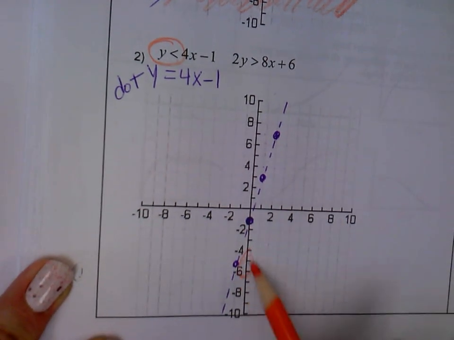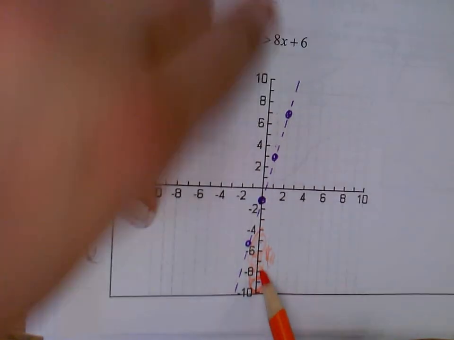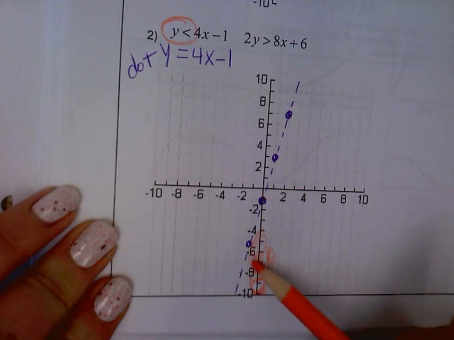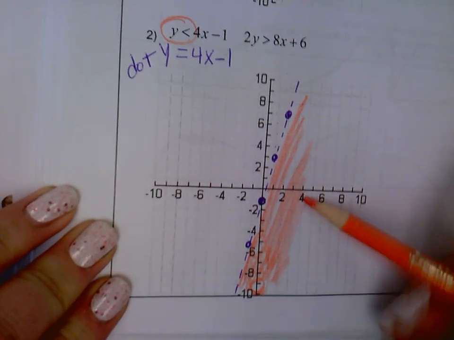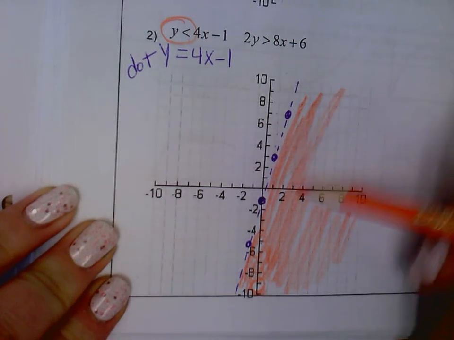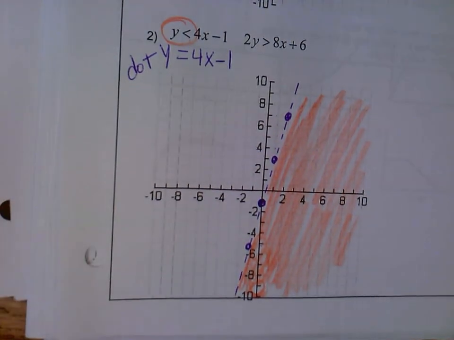Just remember these y values down here are smaller than these y values up here. So this is still kind of shading below the line. It's more like you're shading to the right. But if you look at the y-axis, this is the lower section of the y-axis, and that's what we care about.